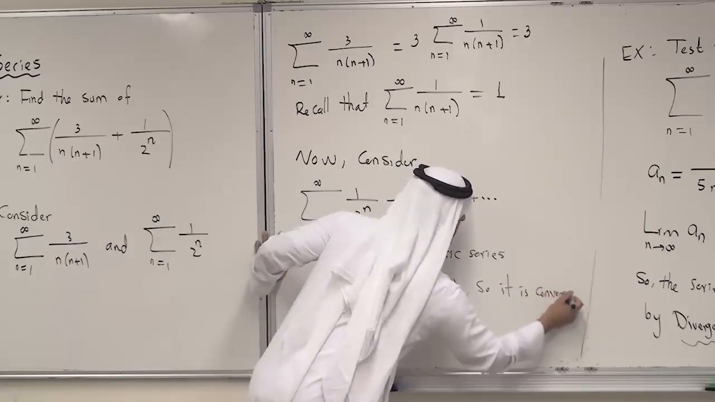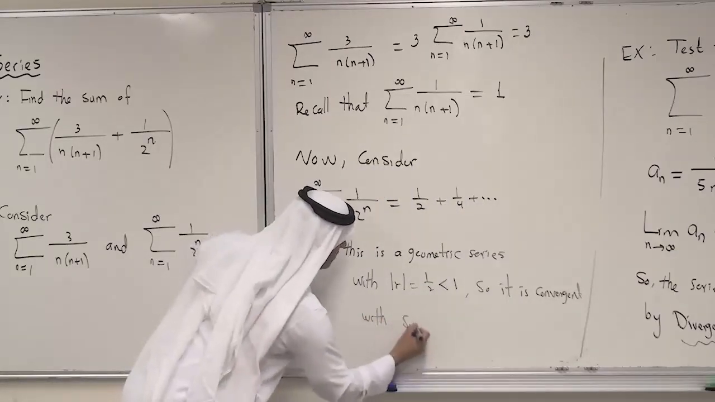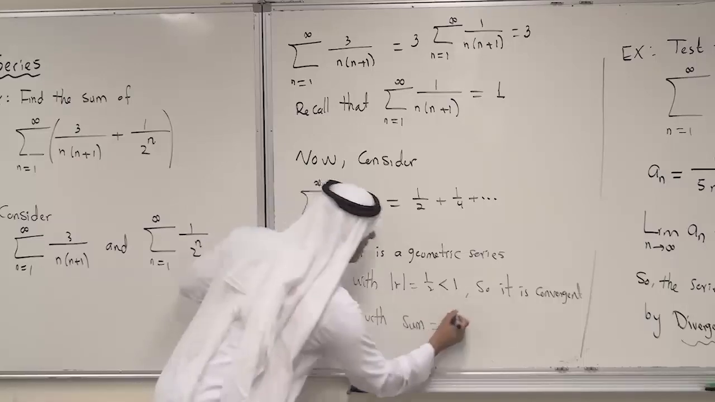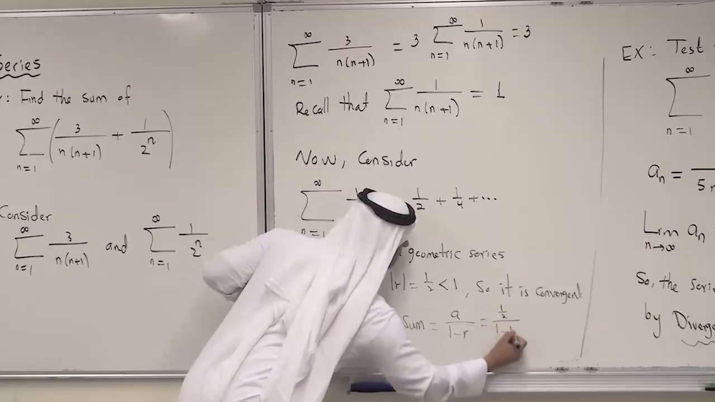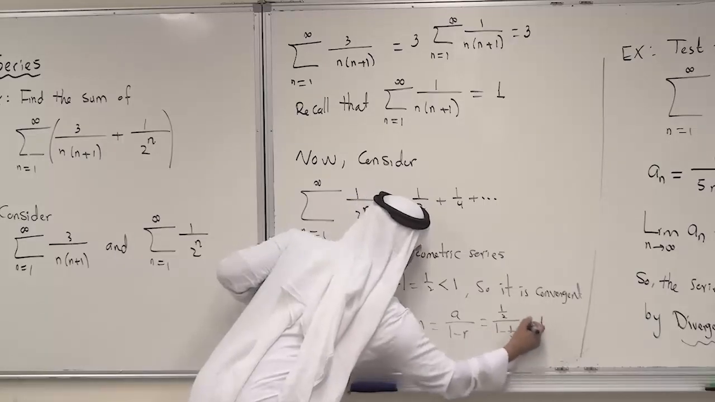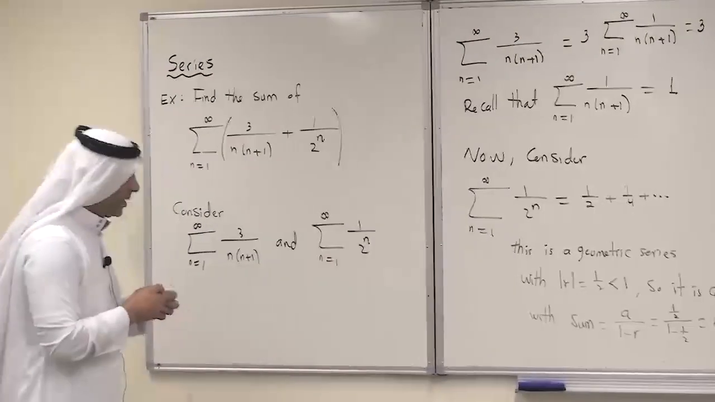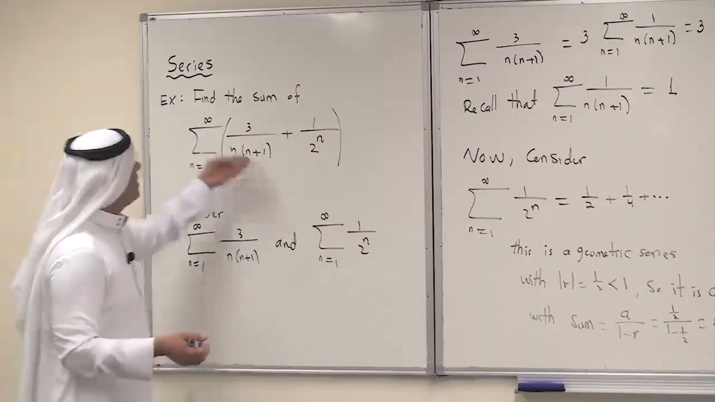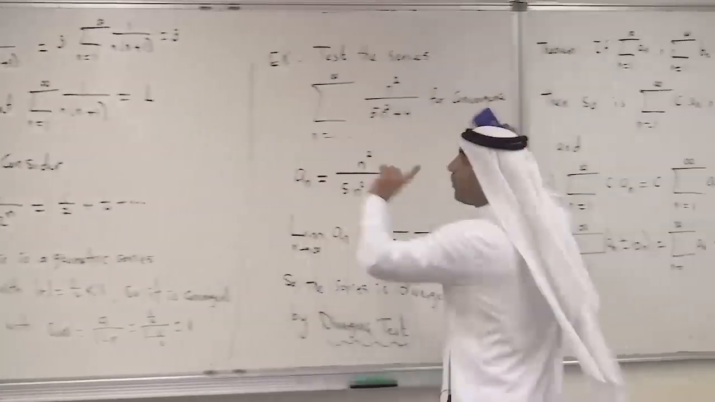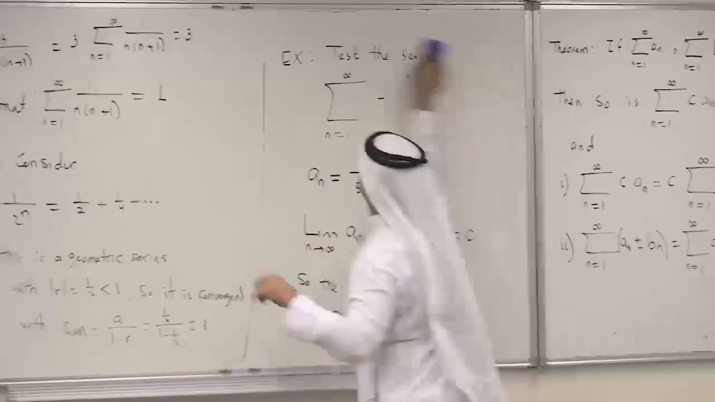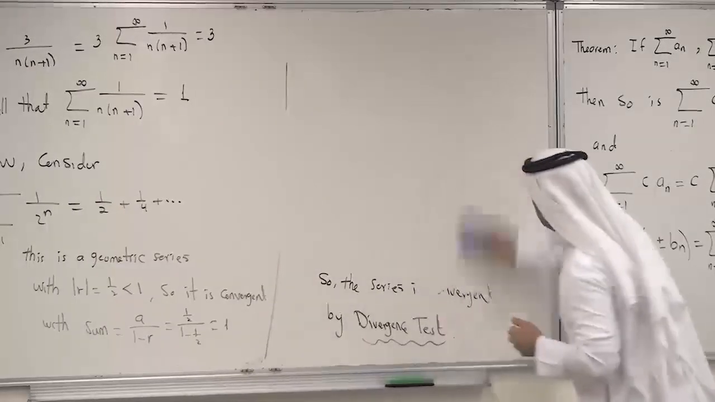Not only is it convergent, we can find the exact sum of it. The sum is a over 1 minus r, that is equal to 1/2 divided by 1 minus 1/2. 1 minus 1/2 is 1/2, and 1/2 divided by 1/2 is equal to 1. So what can you say about the series here? Since both of these two series are convergent, by the theorem we have, the original one is also convergent.